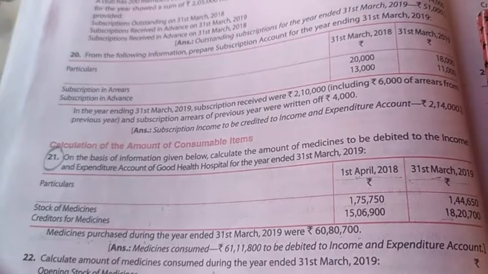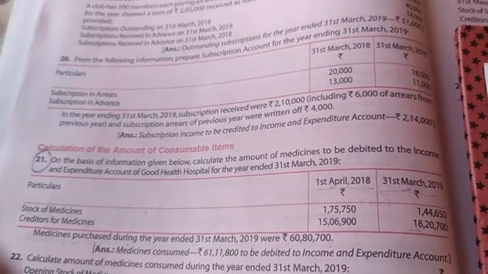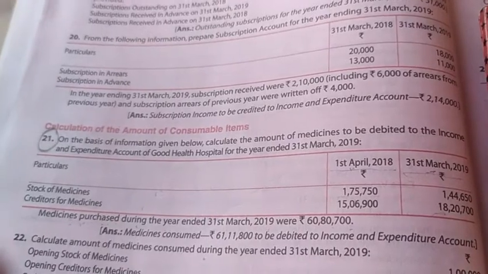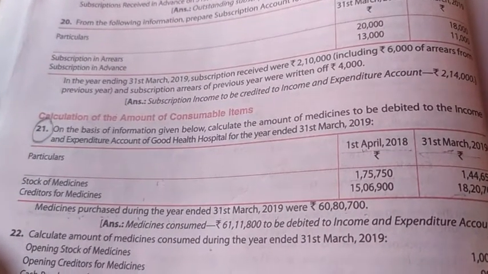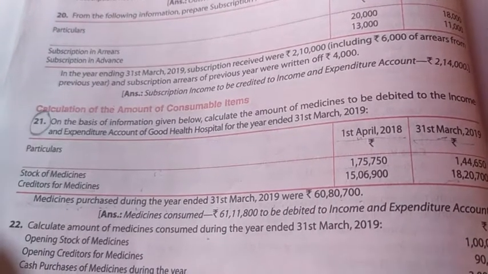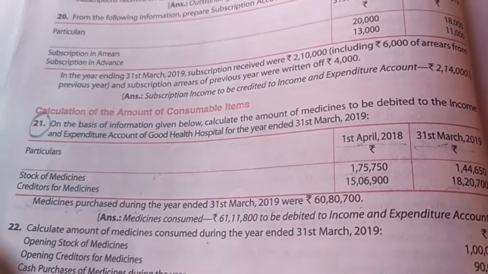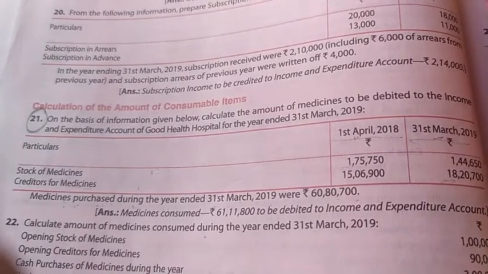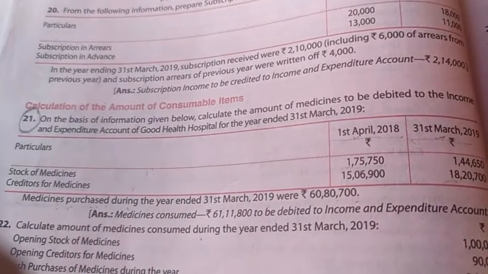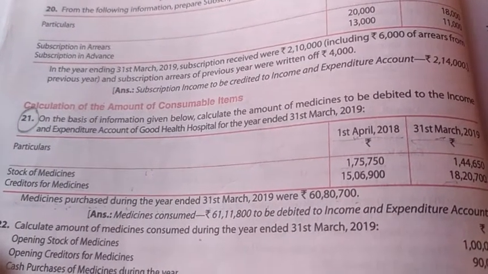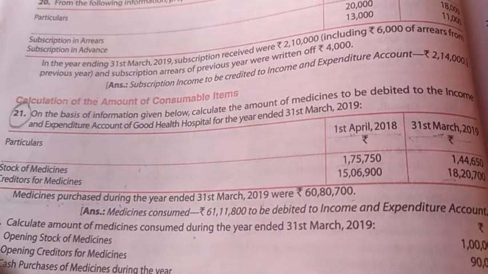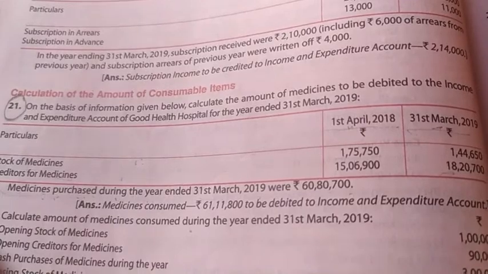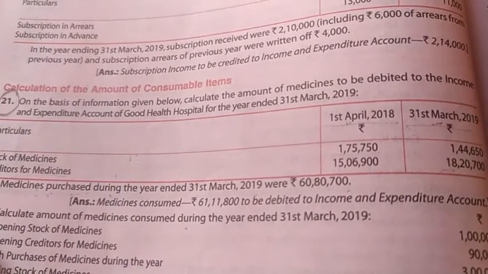Hello class, let us try an example question on consumable items with adjustments. We are going to try question number 21 from the book T.S. Grewal, page 1.60. Given here is some information. On the basis of this information, calculate the amount of medicines to be debited to income and expenditure account of Good Health Hospital for the year ended 31st March 2019.